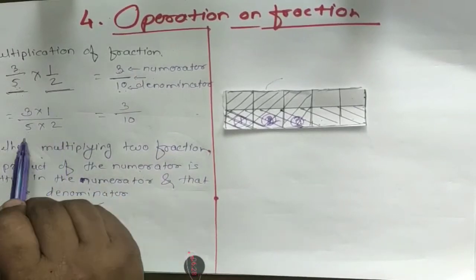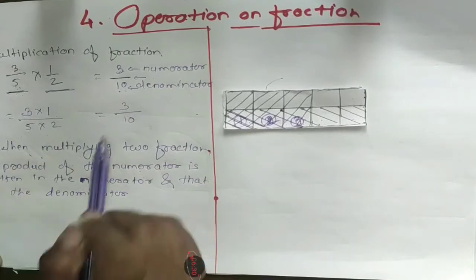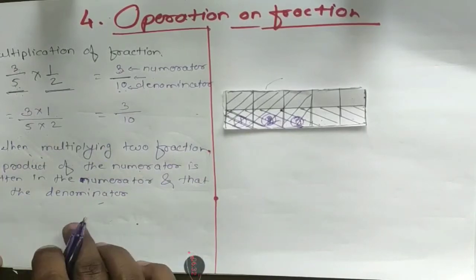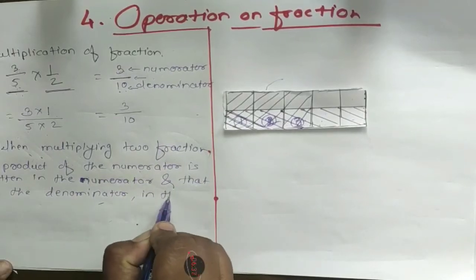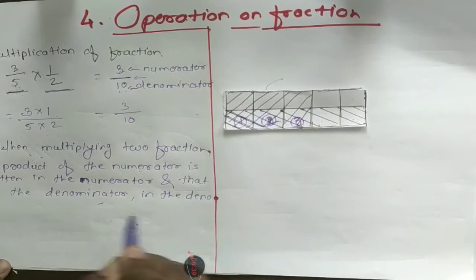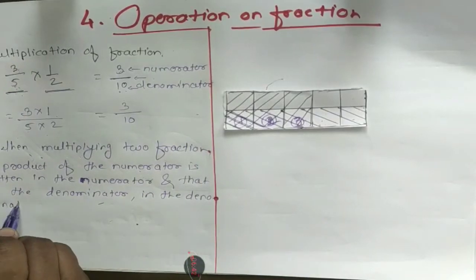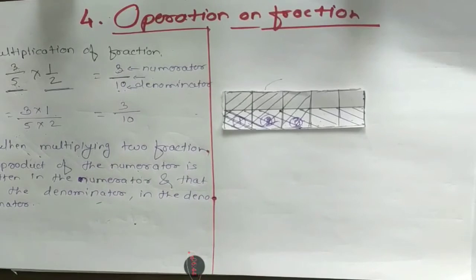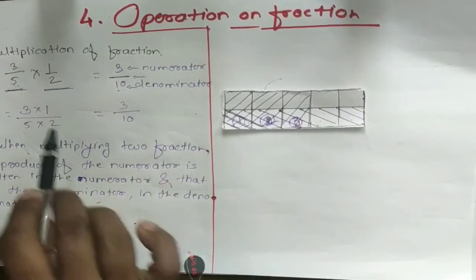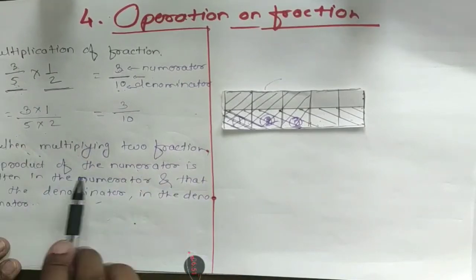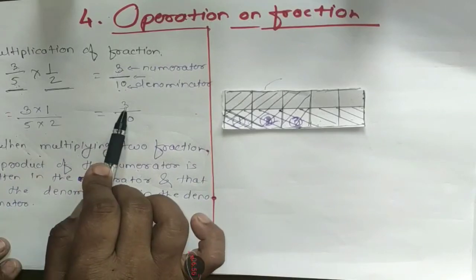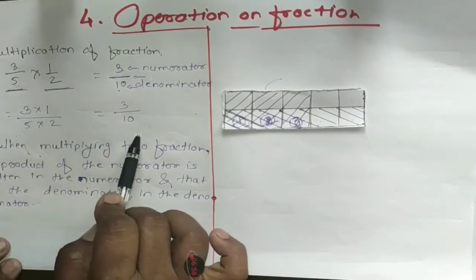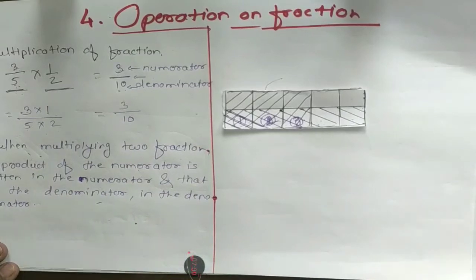And the product of the denominators is also written in the denominator. That we understand from this activity and this simple multiplication. So when multiplying two fractions, the product of the numerators is written in the numerator, and the product of the denominators we write in the denominator.